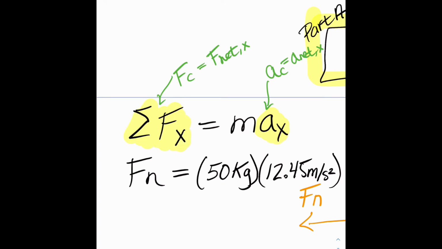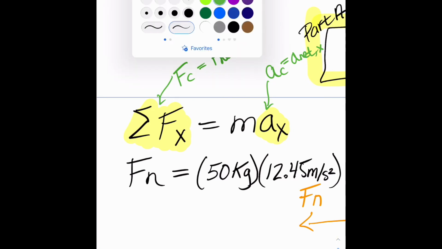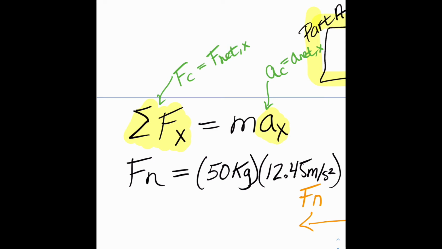All right, so anyways, we do the math. 50 times 12.45, get our calculator going here. Get out of this green pencil. All right, 50 times 12.45 is about 627.